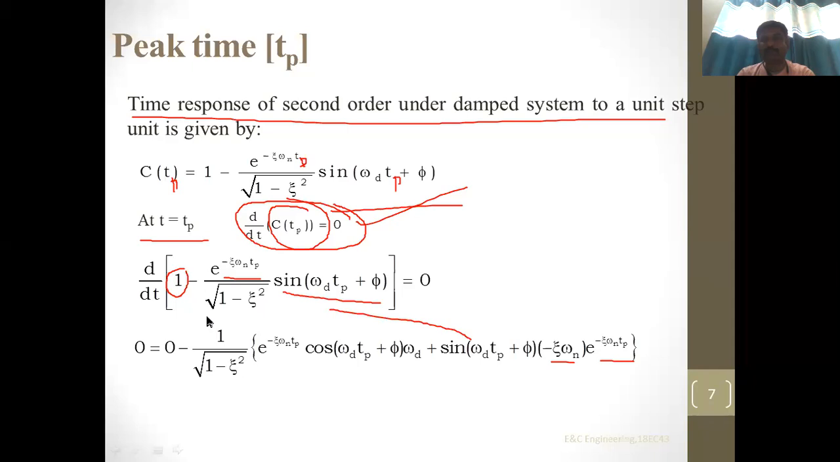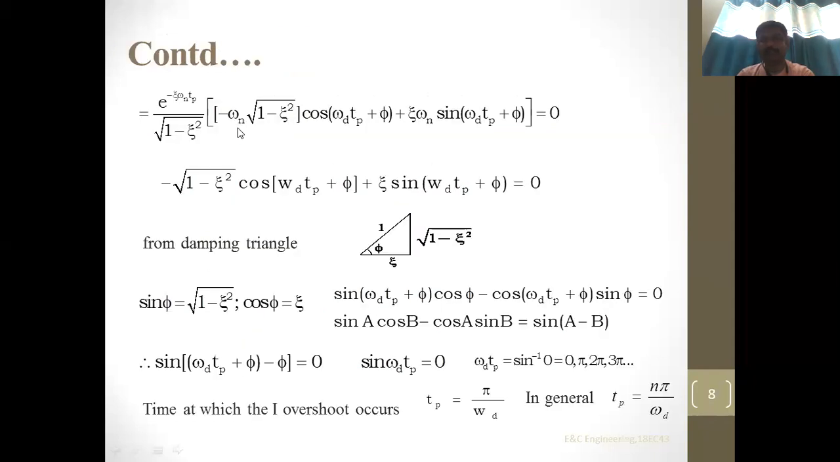And the left out value, if I try to segregate this: minus ξ omega n into root of 1 minus ξ square cos of omega d tp plus theta, plus omega n into sine of omega d tp plus theta, equal to 0. Is it okay? Next step, we shall simplify further.